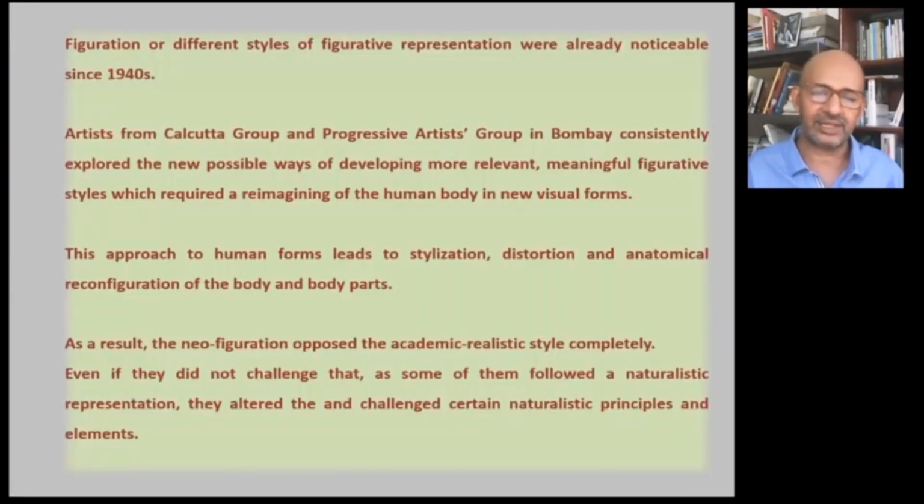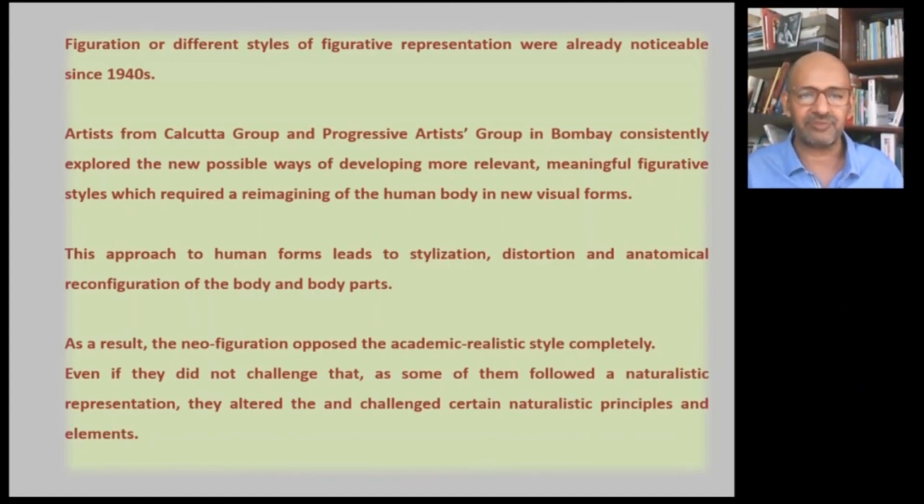So new figuration and the narrative trends can be seen as something like an extension and also an alteration of what was happening before. Because in the 1940s, figuration or different styles of figurative representation were already noticeable very clearly. And we know that artists from the Calcutta Group and the Progressive Artists Group in Bombay consistently explored new possible ways of developing more relevant, meaningful figurative styles, which required a reimagining of the human body in new visual forms.